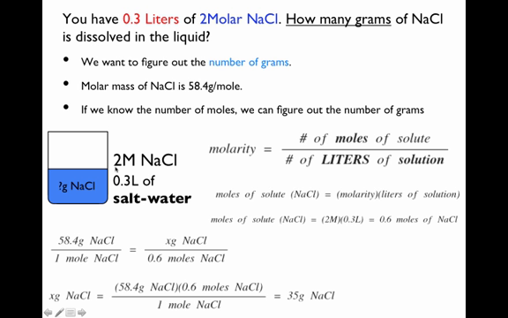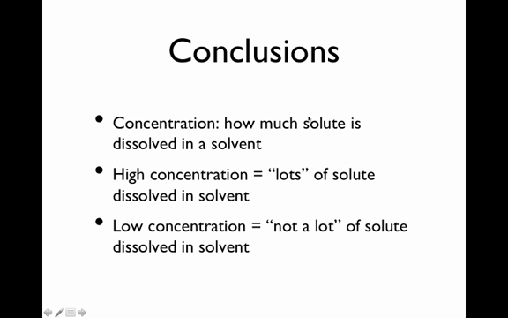If you work on understanding what molarity is and sort of working through these formulas, you can certainly get there. So that's it for molarity and concentration. In general, concentration is how much solute is dissolved in a certain amount of solvent. If you have something with high concentration, what that basically means informally is that you have a lot of solute dissolved in a certain amount of solvent. And if you have low concentration of solute, that basically means, again, informally, that you don't have a lot of solute dissolved in a certain amount of solvent.